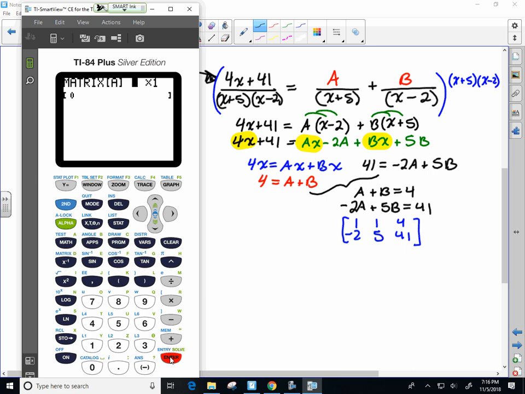When it asks you for the dimensions of the matrix, we tell it the number of rows first, followed by the number of columns. So 2, enter, then 3, enter. And then we just type in our information. When you type it in, each entry, hit enter, it moves you left to right, top to bottom. So 1, enter, 1, enter, 4, -2, 5, and 41.